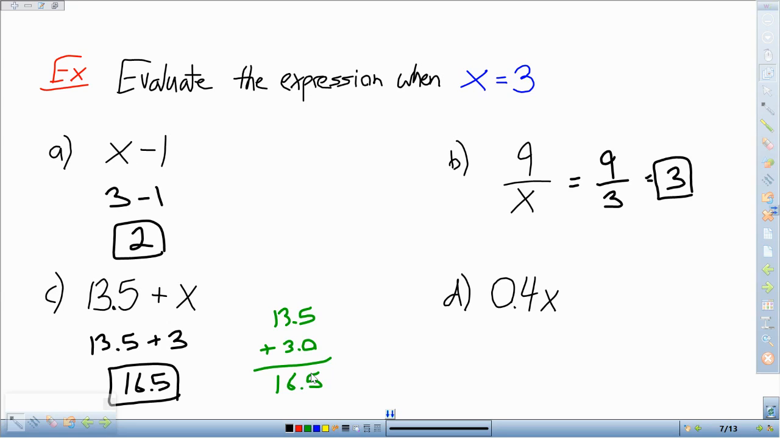All right, on letter D, when we plug this thing in, we're getting 0.4 times x, so that means 0.4 times 3. All right, this is where we're multiplying. When you multiply numbers together, you would not line up decimals.